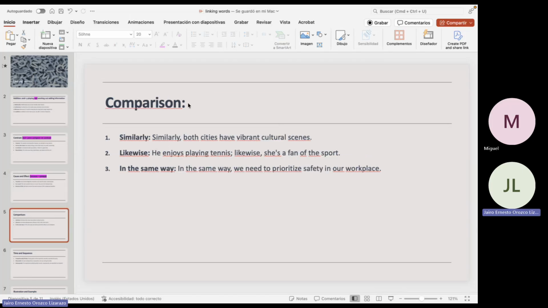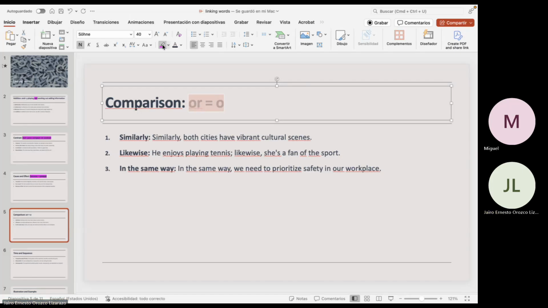Comparison. Let's say that the most common comparison linking word is or, which means o, okay, to compare. Similarly, similarmente. Similarly, both cities have vibrant cultural scenes. Likewise, de la misma manera. He enjoys playing tennis. Likewise, she's a fan of the sport. In the same way, de la misma manera o por el mismo lado. In the same way, we need to prioritize safety in our workplace.